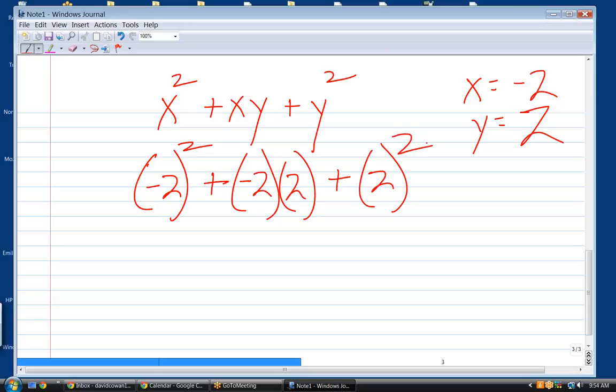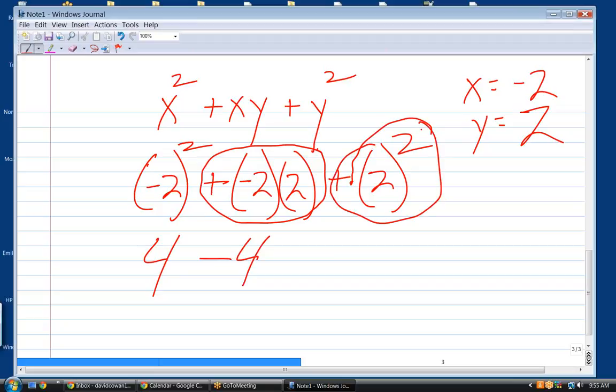Now let's simplify. This is always a step you want to do. Don't ever pass this step and try to do it all at once. Even if you can, it's just asking to get the negative sign lost or something like that. So what's this thing become? 4. And now I can lose that parentheses. I don't need it anymore. What's the next term? What's this become? -4. And finally, what does that become? 4. Plus 4.